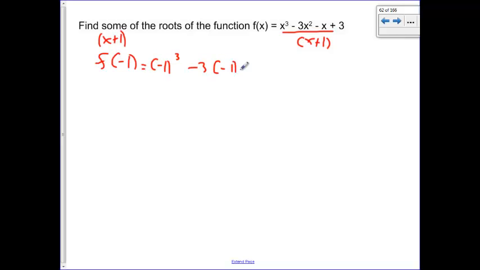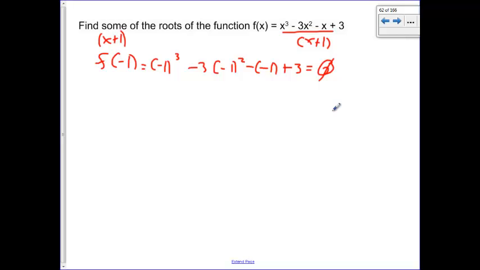Negative 1 to the 3 minus 3 times negative 1 squared minus negative 1 plus 3. Laramie, you said yes to it being 0? Yeah. Anybody else double check? Yes?